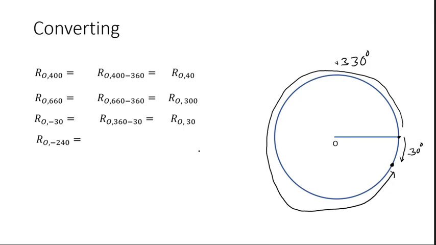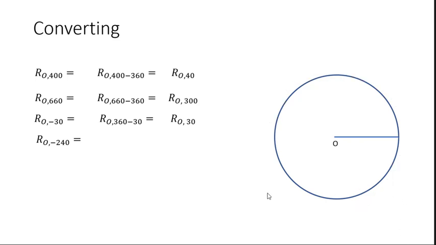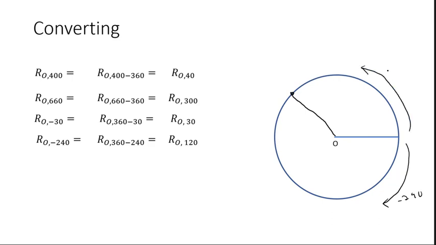What about this one? We have a rotation of negative 240 degrees. So again, same idea. We can do 360 minus 240. That would give you 120. So that would take you somewhere around here. So a rotation of negative 240 would be the same thing as a positive 120 degrees.